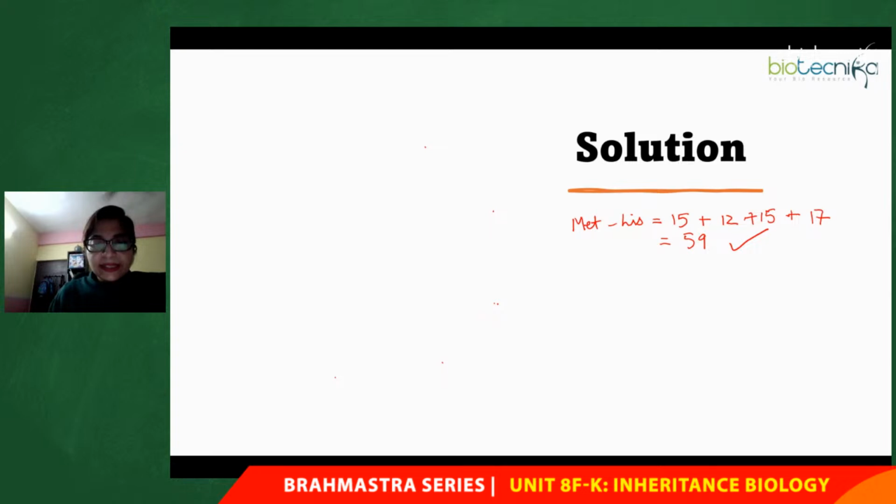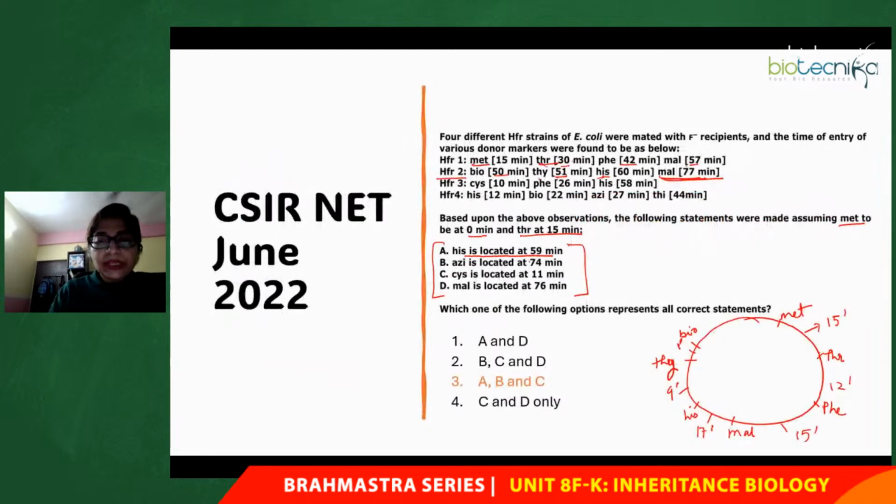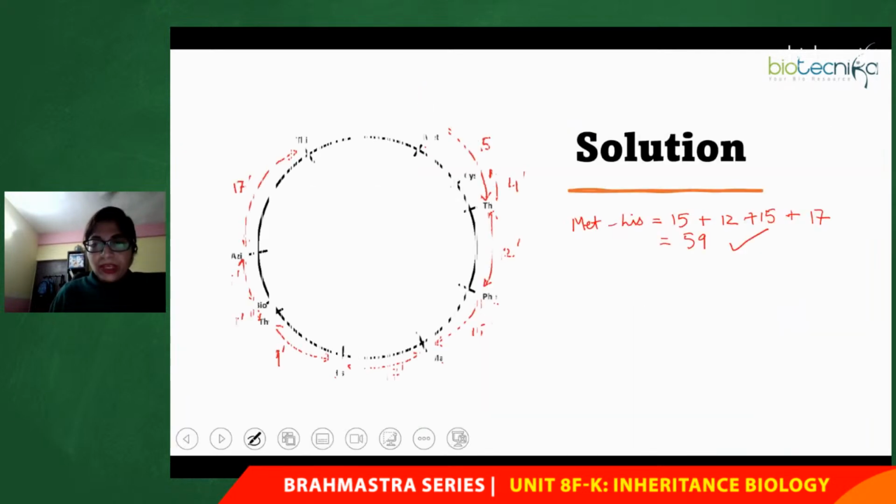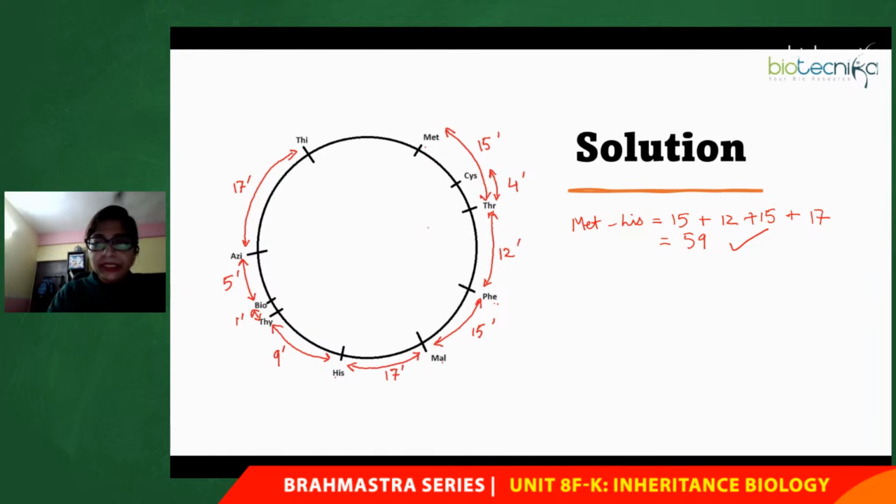Let's check the second statement, which says that AZI is located at 74 minutes. Till HIS we have already calculated, that is from MET to HIS is 59. So we don't have to add them all again. We can just continue from here. So MET to AZI will be 59 plus 9 plus 1 plus 5.